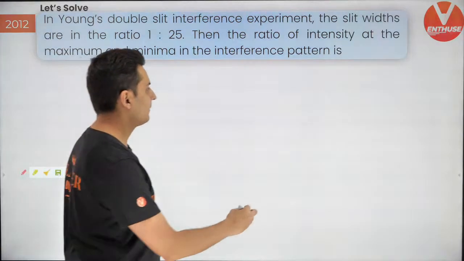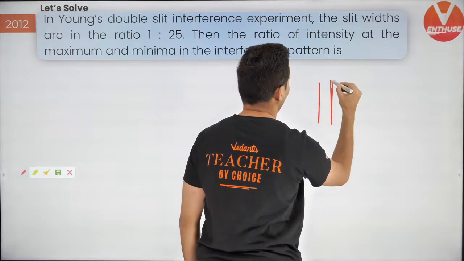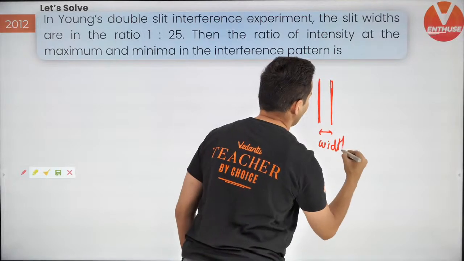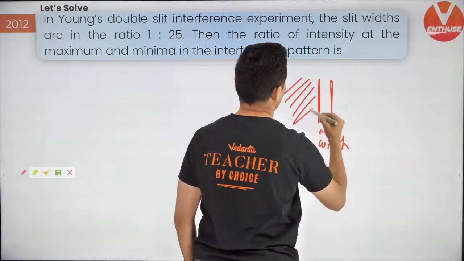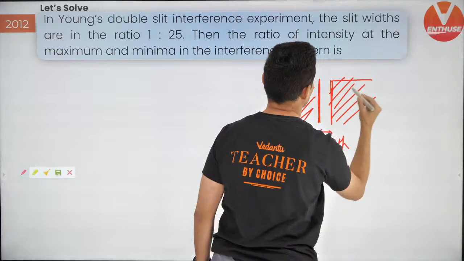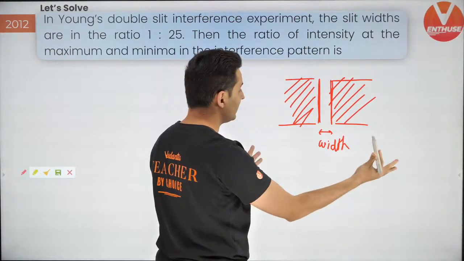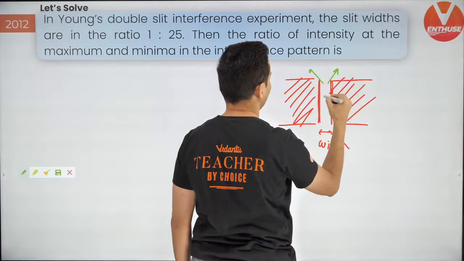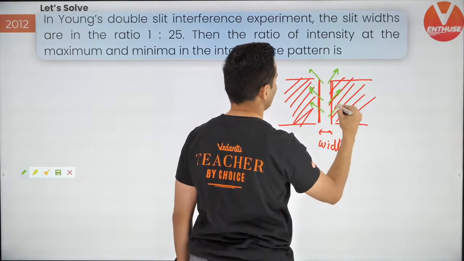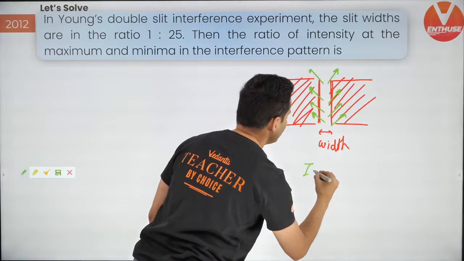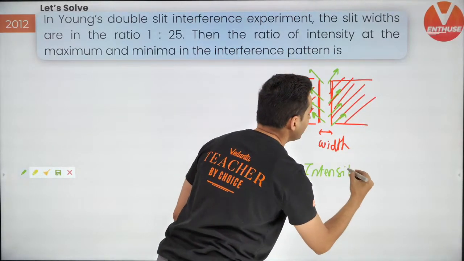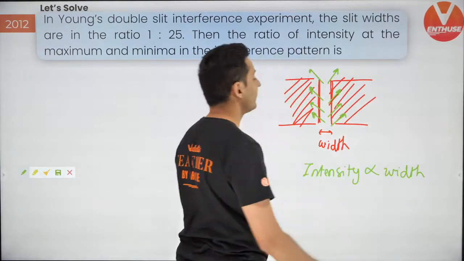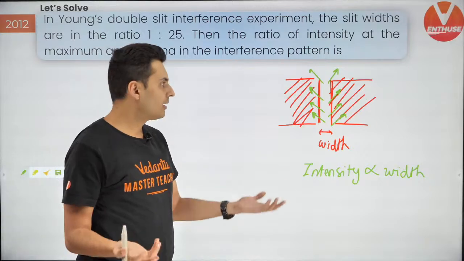Now, remember one thing. This is the width of a slit. This is opaque, only this part is open. If the width of the slit changes, think what will happen. There will be more light or less light coming out of it. So basically the intensity is directly proportional to the width of the slit. Keep this in mind: more the width, more the light, more the intensity.